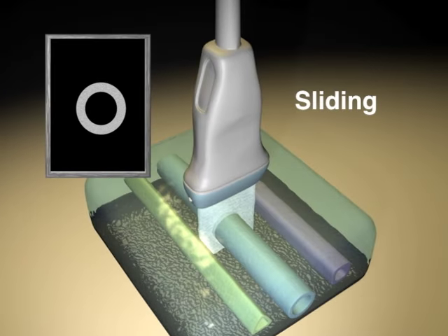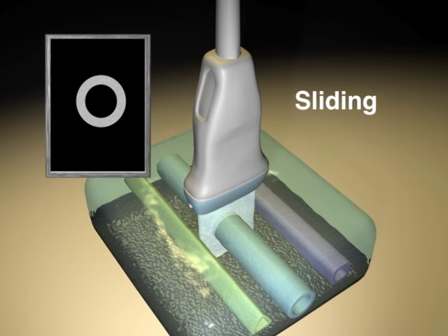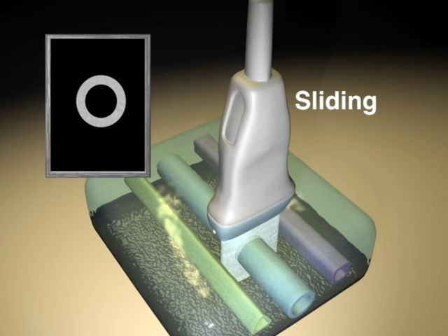Sliding is a maneuver that translates the transducer along the course of its structure, or perpendicular to it, to scan adjacent structures.